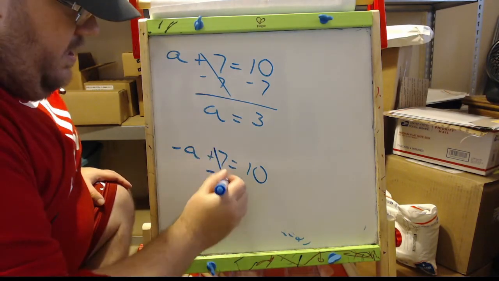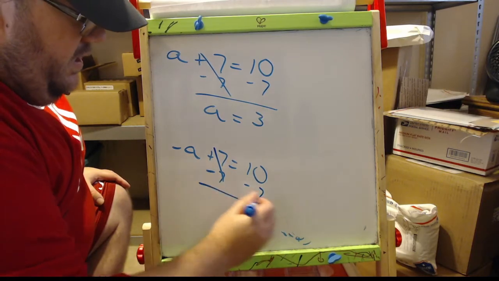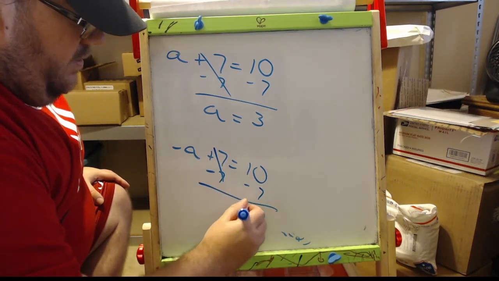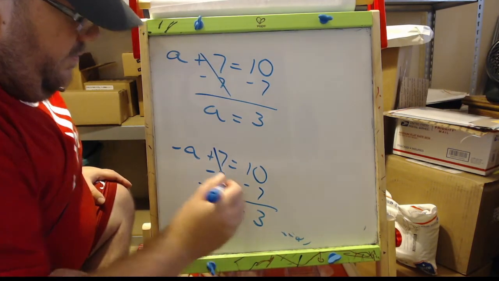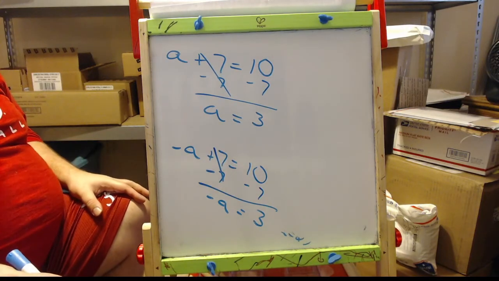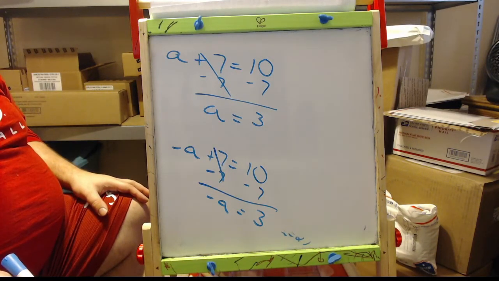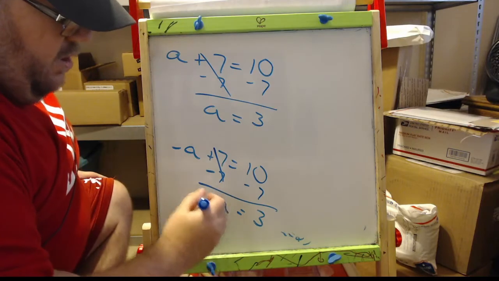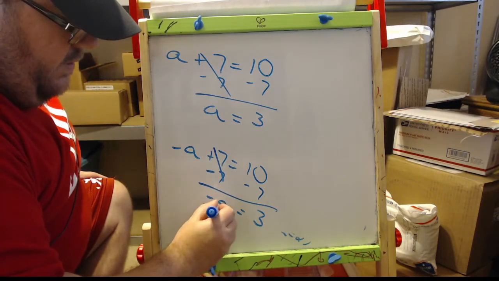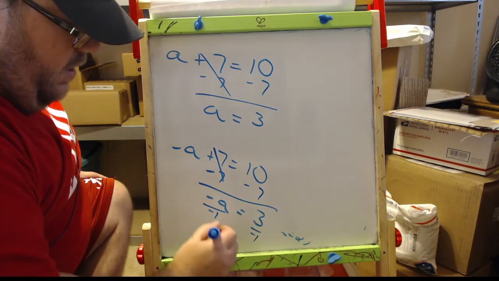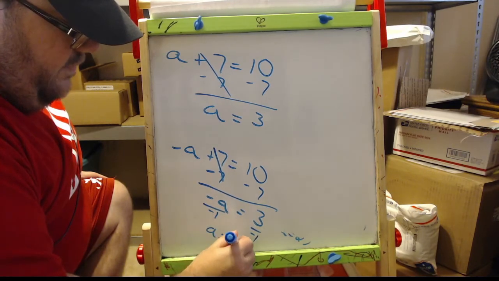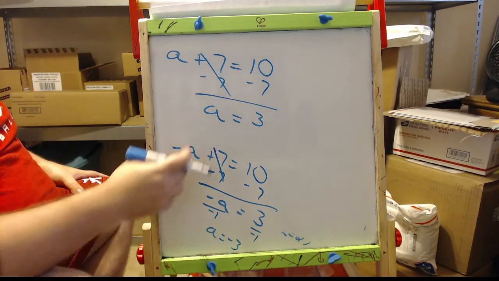Okay, minus 7 from each side. I'm left with 3 here, and I have a negative a. Now, I don't want the negative, so to get rid of it, divide each side by -1, and you're left with a equals -3. Now, does that make sense?